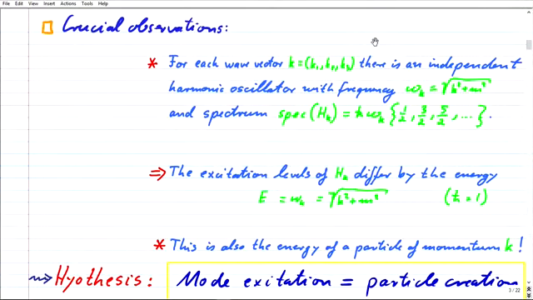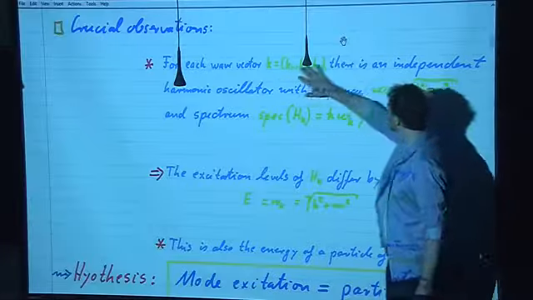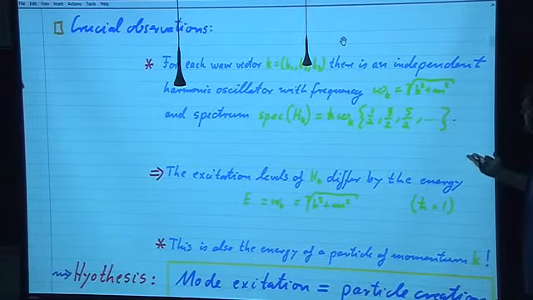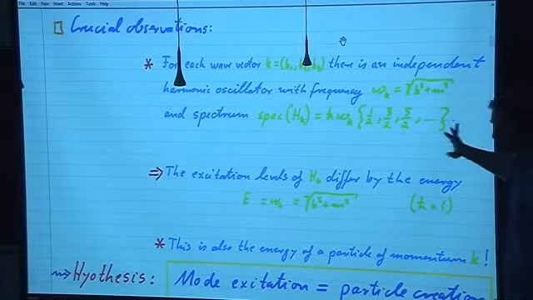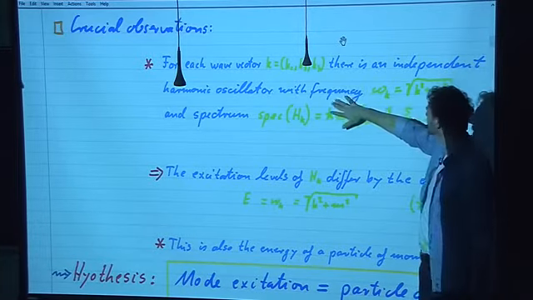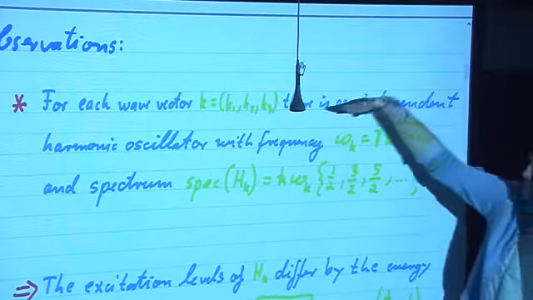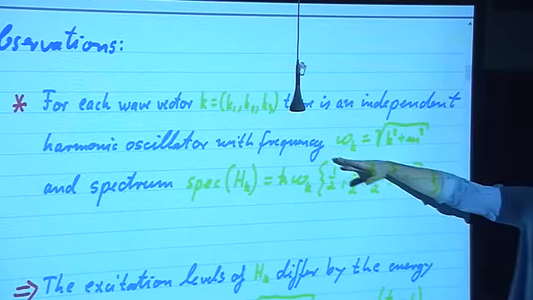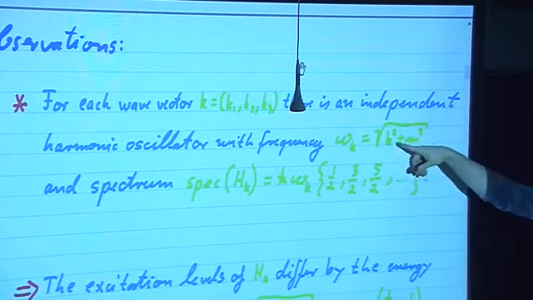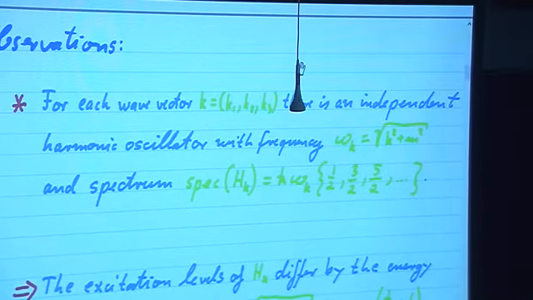And the crucial observation is that for every wave vector, there is an independent harmonic oscillator. I mean, we know that much, but wait for a moment, the crucial observation is coming up. There's an independent harmonic oscillator, and for every wave vector, the frequency of that harmonic oscillator is given by this. Its omega_k is the square root of k squared plus m squared.